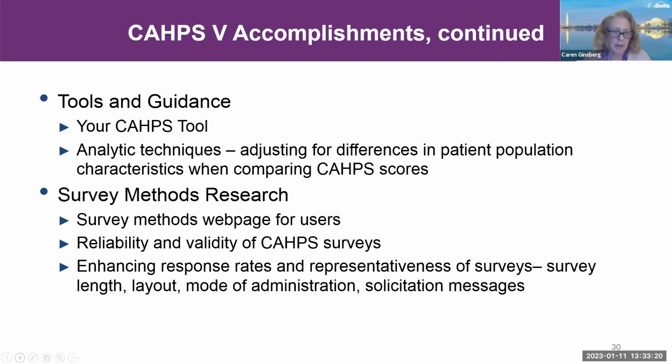We've done a lot of work on some of our analytic techniques, including adjusting for differences in patient population characteristics when comparing CAHPS scores. We spent a lot of time not just on our survey methods research, which we always spend a lot of time on, but making it visible to you by putting a survey methods webpage on our CAHPS website for your use. We conduct a lot of research on the reliability and validity of CAHPS surveys and also on enhancing response rates and representativeness of surveys, including such factors as survey length and layout, mode of administration, or solicitation messages. The next slide.